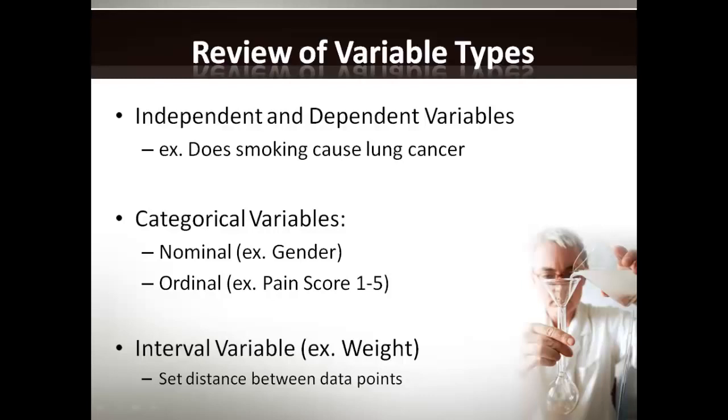And although the pain score 1 to 5 is numeric, we need to be careful not to get confused with an interval variable, because the difference in a 1 to 5 pain score of the difference between 1 to 2 is not necessarily the same as the difference between 4 to 5, hence demonstrating that we don't have a set distance between points, but there is a natural order.